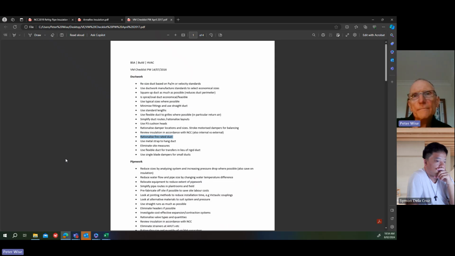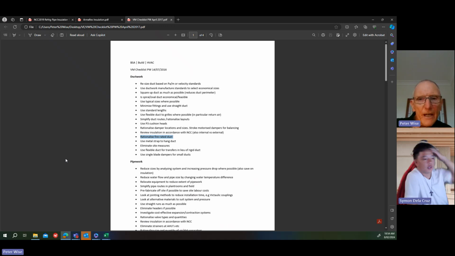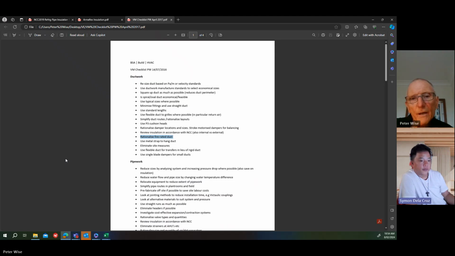But fire pump rooms have to be ventilated. So you've got to get air in and air out. And so the ductwork, if you've got ventilation ductwork within the fire pump room, you don't have to fire rate it because it's in the pump room.